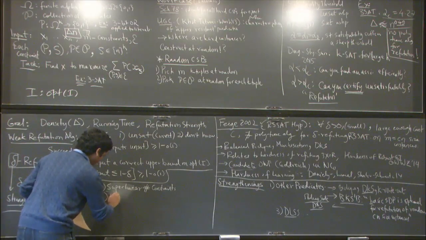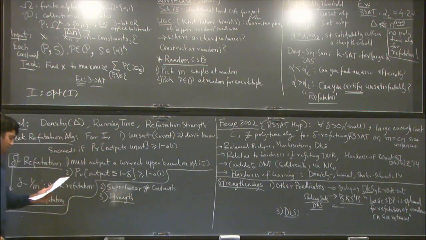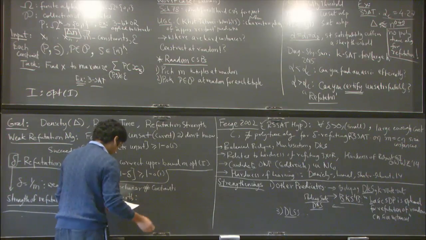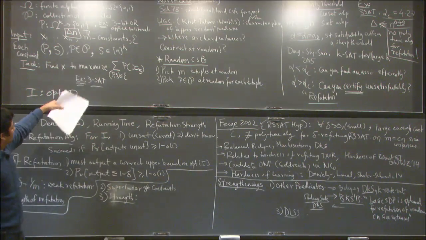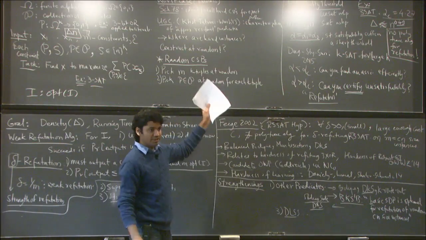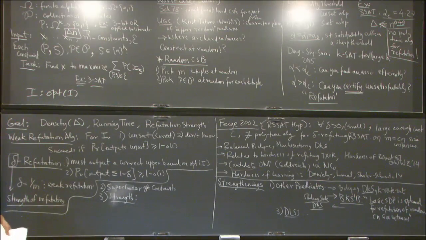You also want to care about the strength of the refutation. And here it's sort of nice. So let me mention this point. So I said that when you take alpha above the critical threshold, your instance is going to be unsatisfiable with high probability. But in fact, you can say much more.